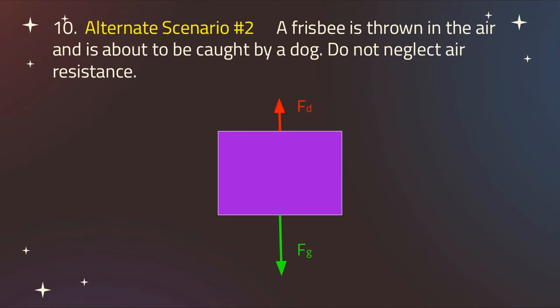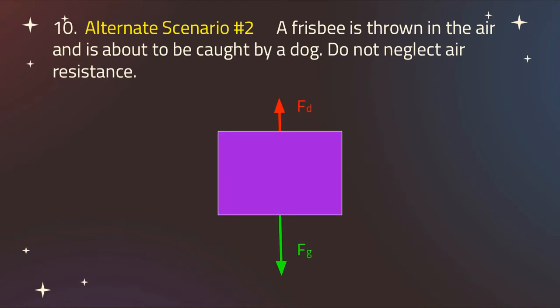So again, the frisbee is already thrown. You are no longer applying a force. That is why you have no force friction or force applied. It's also in the air, and friction doesn't occur in the air. The only thing that occurs in the air is force drag or force air. So we have force gravity, which is present at all times, and we have F air or F drag that is slowing down this object.